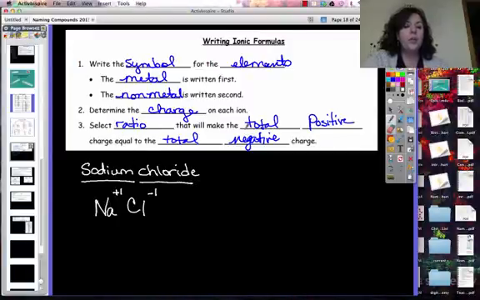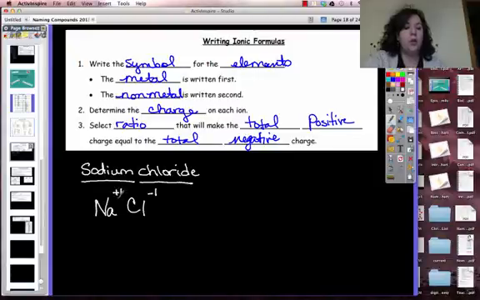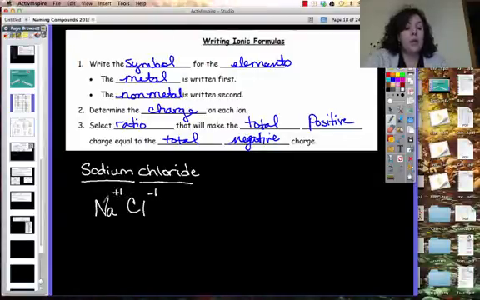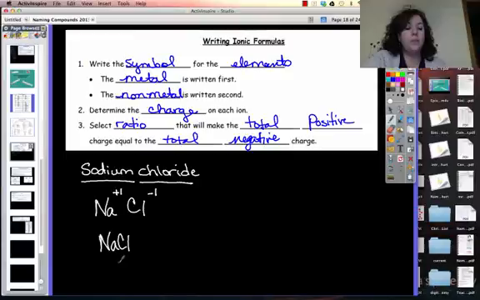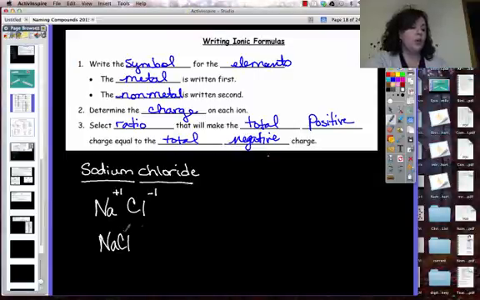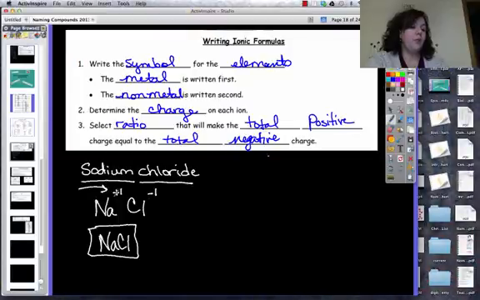Now the ratio that will make the total positive and the total negatives equal each other. Well, because these charges are the same, they equal each other. So we only need one of each. We need NaCl. Since we have one of each, we write sodium and chlorine together. We do not put the charges in the formula. So this is the formula. This is just helping us figure out the formula.